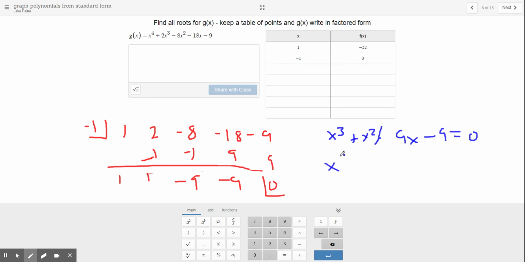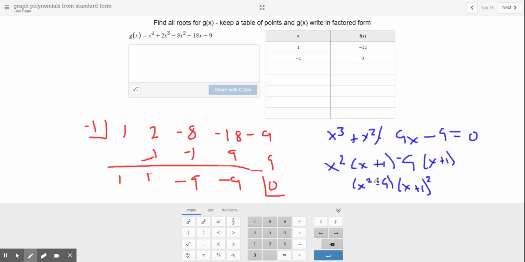Take out an x squared. That leaves me with x plus 1. Take out a negative 9. That leaves me with x plus 1. So my factors are going to be x squared minus 9, x plus 1, and then we already had an x plus 1, so that's going to be x plus 1 squared.